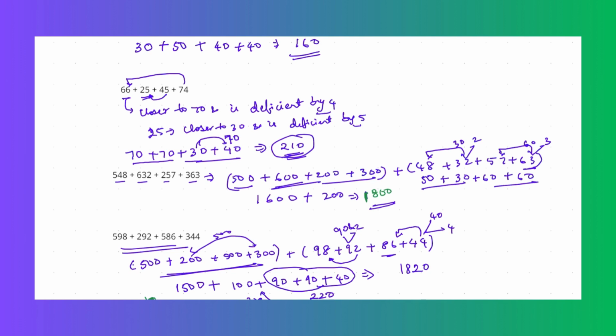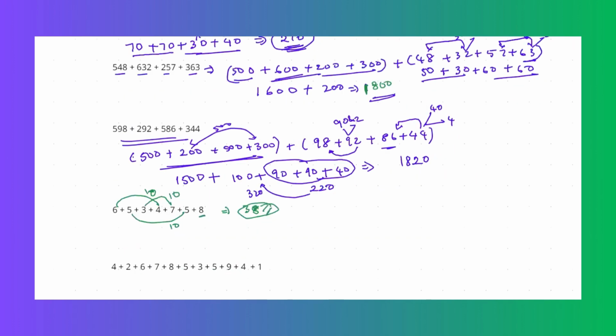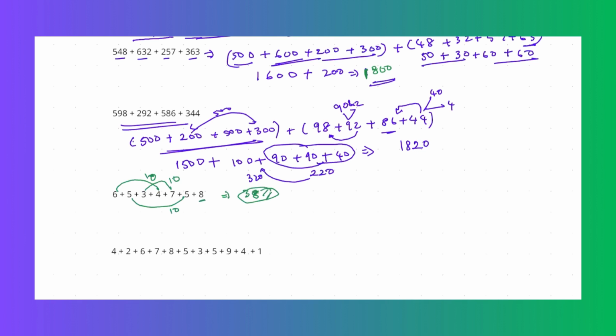So the next problem is 598 plus 292 plus 586 plus 346. Similar to the previous one, you can separate all the hundreds together and write 98 plus 92 plus 86 plus 46. Now this addition will give you 1500. I will tell you how. 200 and 300 will give you 500. So 500 here is 3 times. 3 times 500 is nothing but 1500.